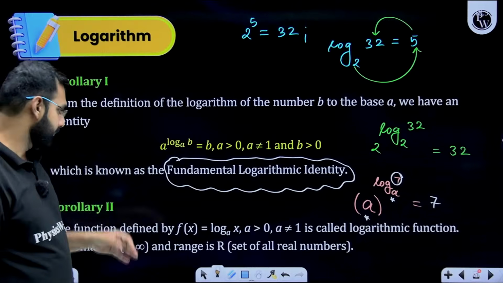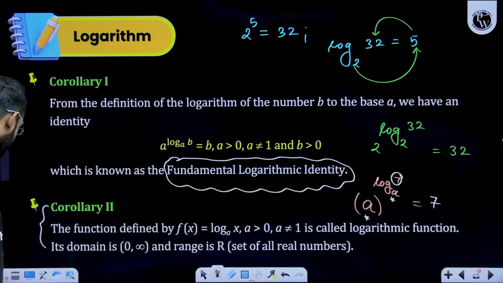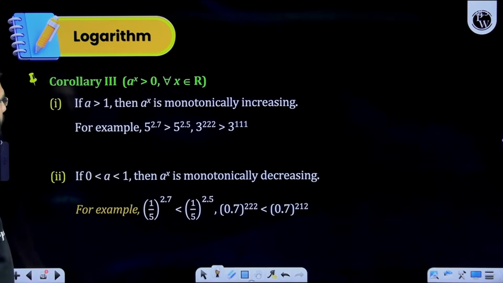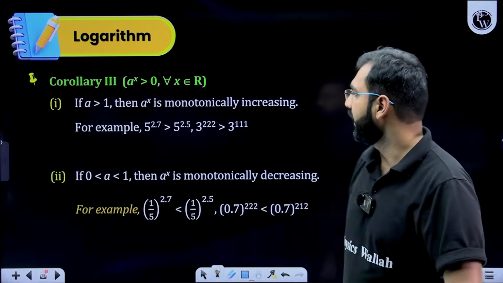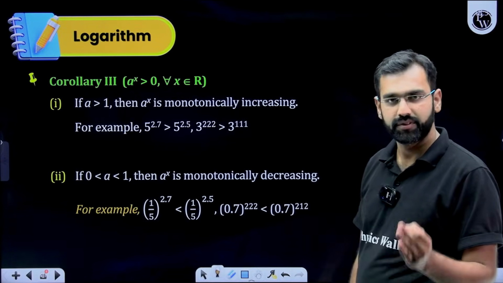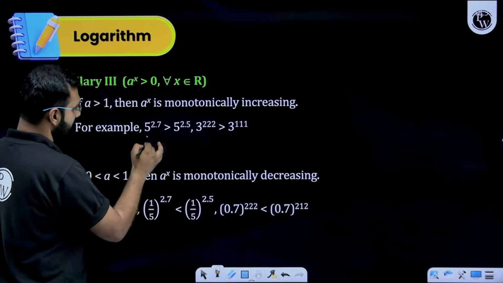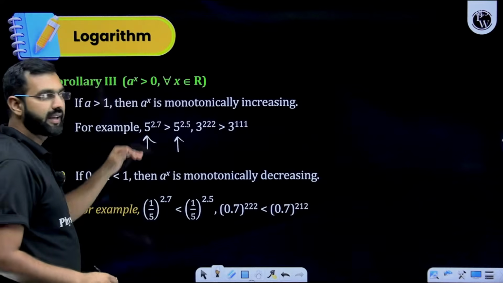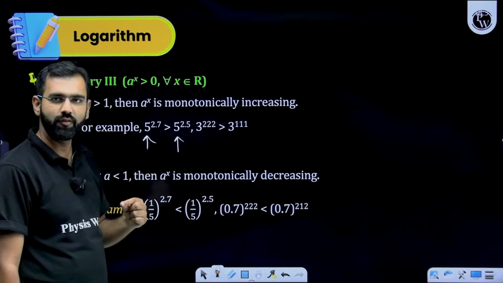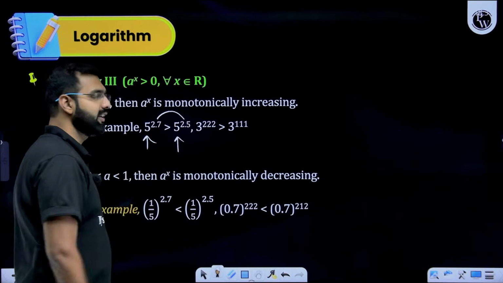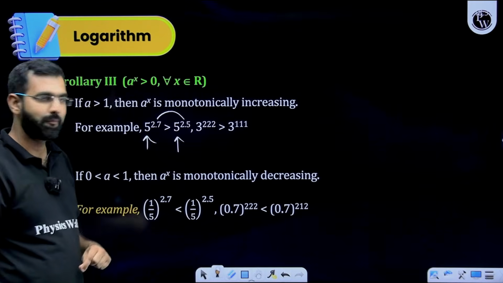Now from here, this is what we have already discussed through the graph of logarithm. This is exactly what I'm trying to make you understand through the graphs of logarithm. See, when the base is greater than 1, for example, 5 is clearly greater than 1, so a greater power of 5 will give me the greater value. 5 to the power 2.7, 5 to the power 2.5. Between 2.7 and 2.5, which is greater? 2.7. So 5 to the power 2.7 will be greater than 5 to the power 2.5.